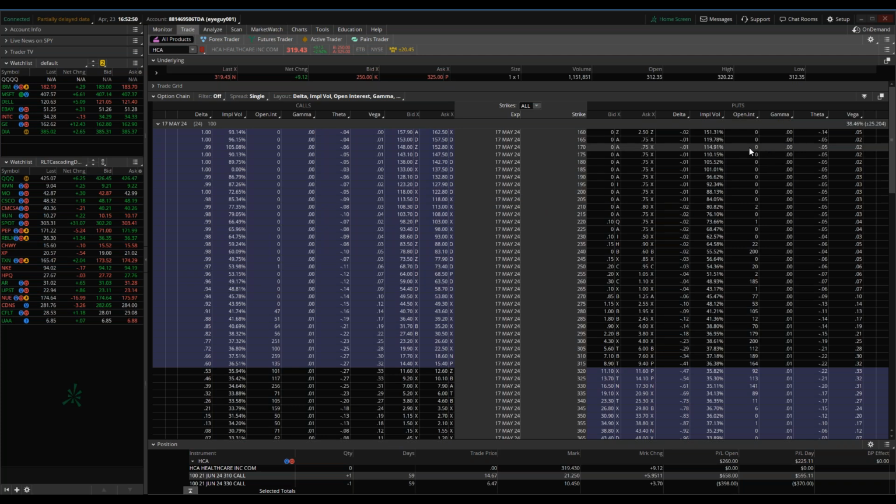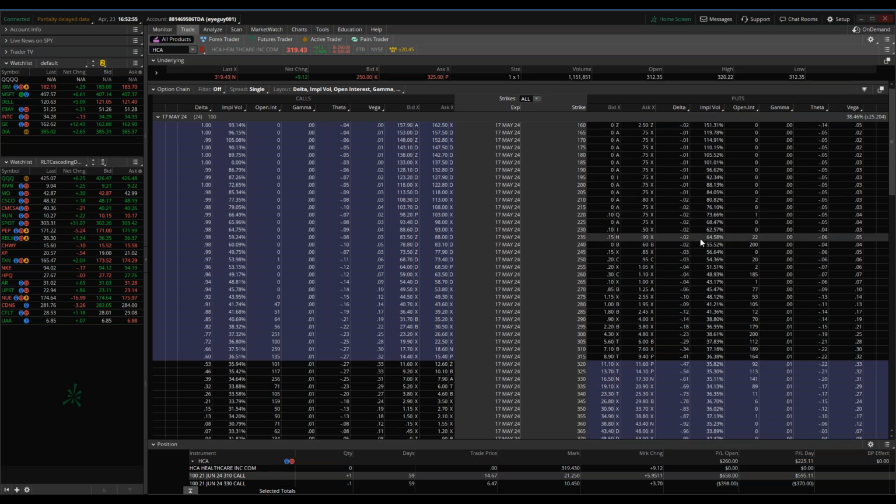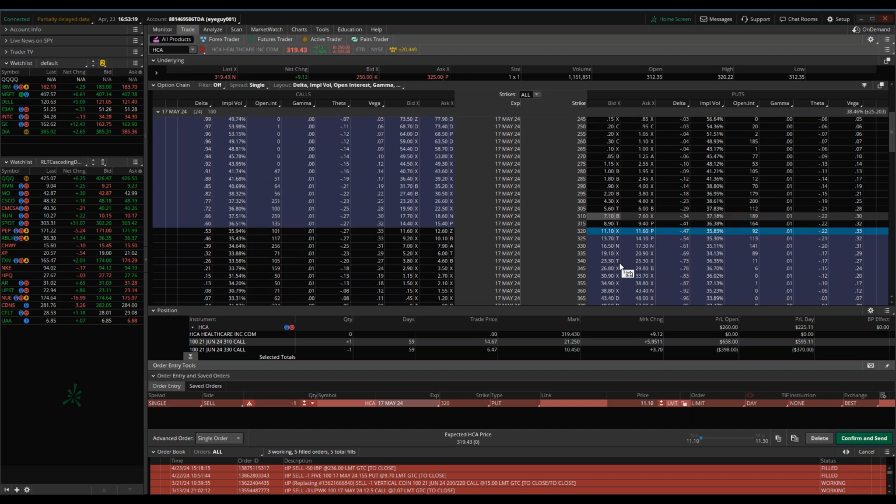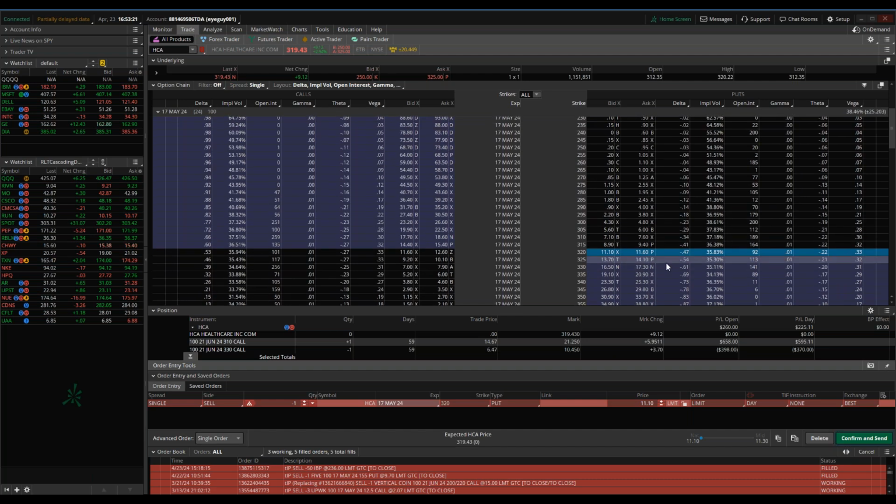Now we're going to take a bullish trade here. So we're going to look on the put side. So we're going to look at the 50 delta right here. Implied volatility is 35%, but we're going to configure the trade. It's trading at 319, so the 320 is perfect. We're going to sell the 320 put, and we're going to buy the 23 delta.